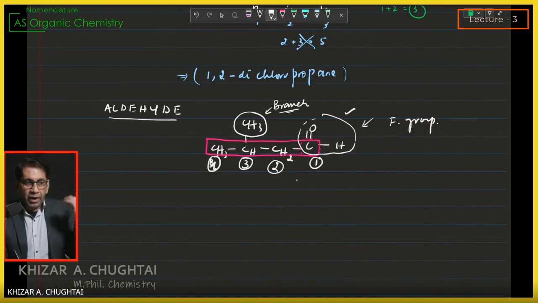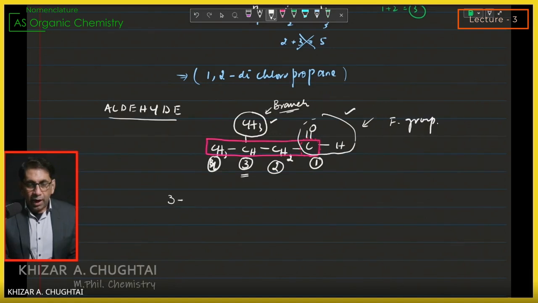Now, after numbering, it is time to write the name of the compound. Number one, branch: its number, its name. Its name is methyl. Its number is 3. So I'm going to write 3-methyl. So that's all about the branch. How many carbons are there in the longest chain? 4. For 4 carbons, I'm going to write but. All carbons are single bonds. There is no double bond. So I'm going to write an.